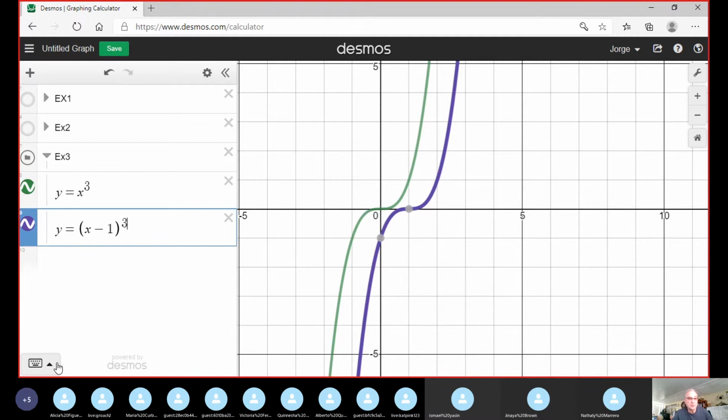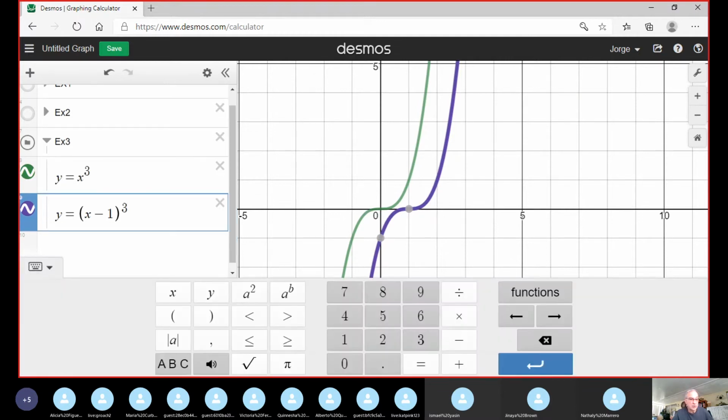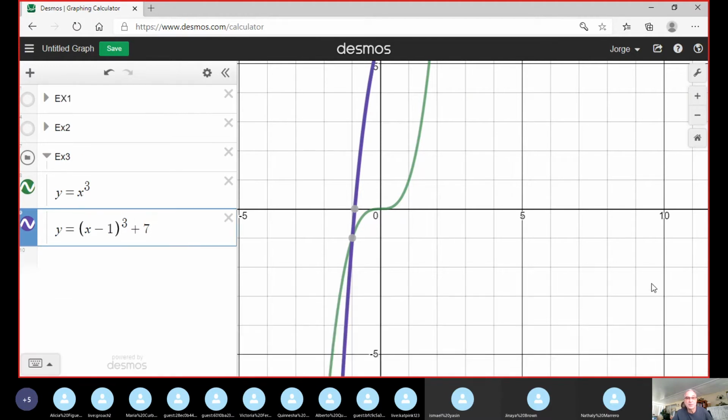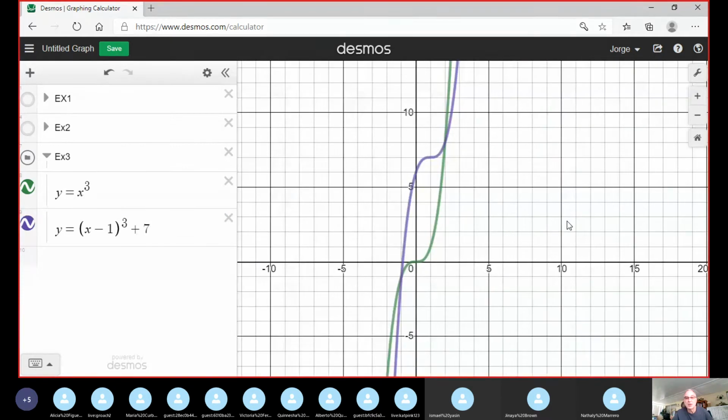Now, minus 7. Minus 7 or plus 7? Plus 7. I suppose that we have a vertical shift 7 units up. Too much. Look, let me zoom to see. Wow. Do you see the green one? It's the original cubic function. And the next one is a member of the family of the cubic function, in which you are doing 2 transformations. Transformation number 1 was a shift 1 unit to the right, and finally 7 units up. Any question?